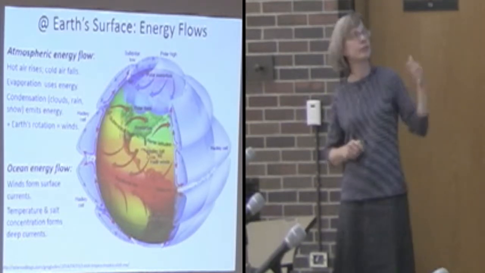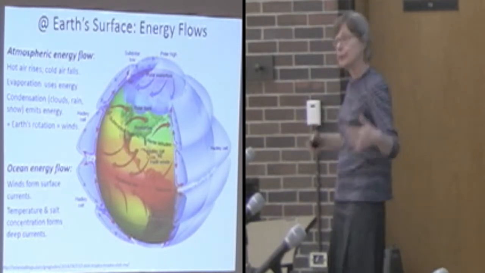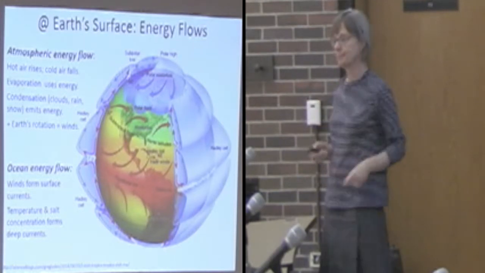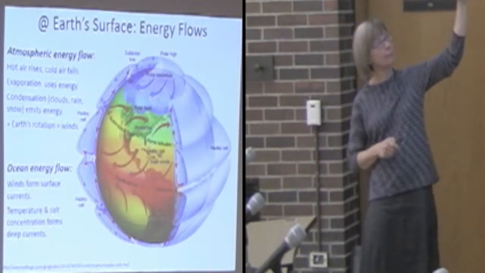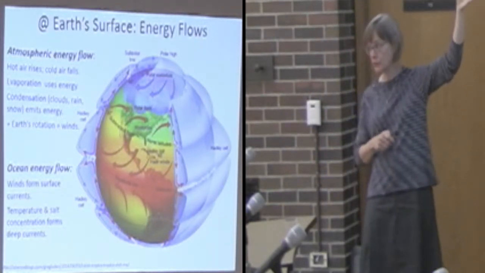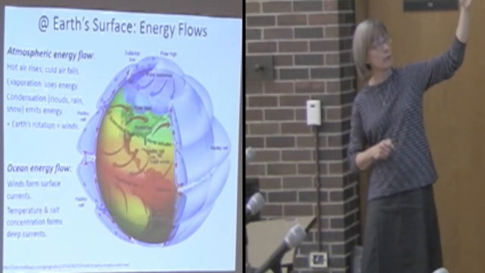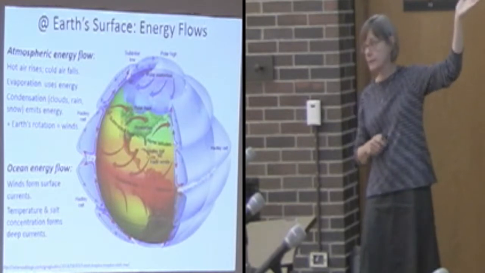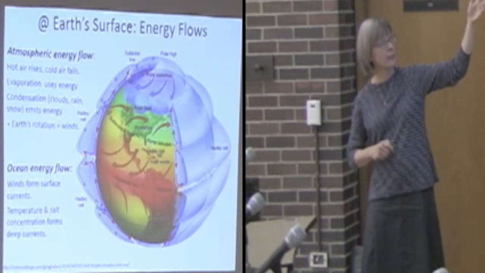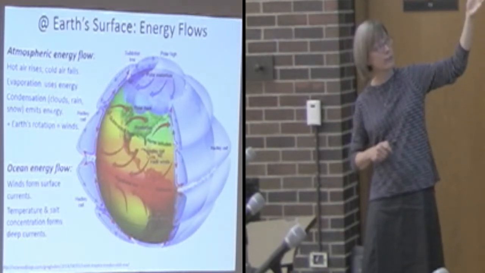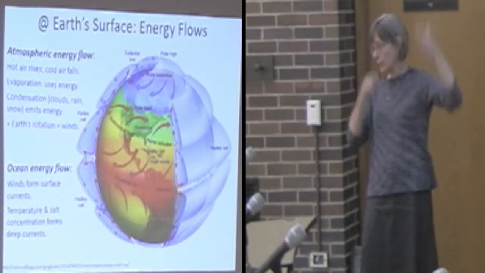So the atmospheric energy flow. It's basically the idea, if you heat air, it rises. Evaporation uses energy. Once it gets high enough up, the water that's in the atmosphere starts to condense. That emits energy. You have clouds, rain, and snow, and it gets colder and it falls.